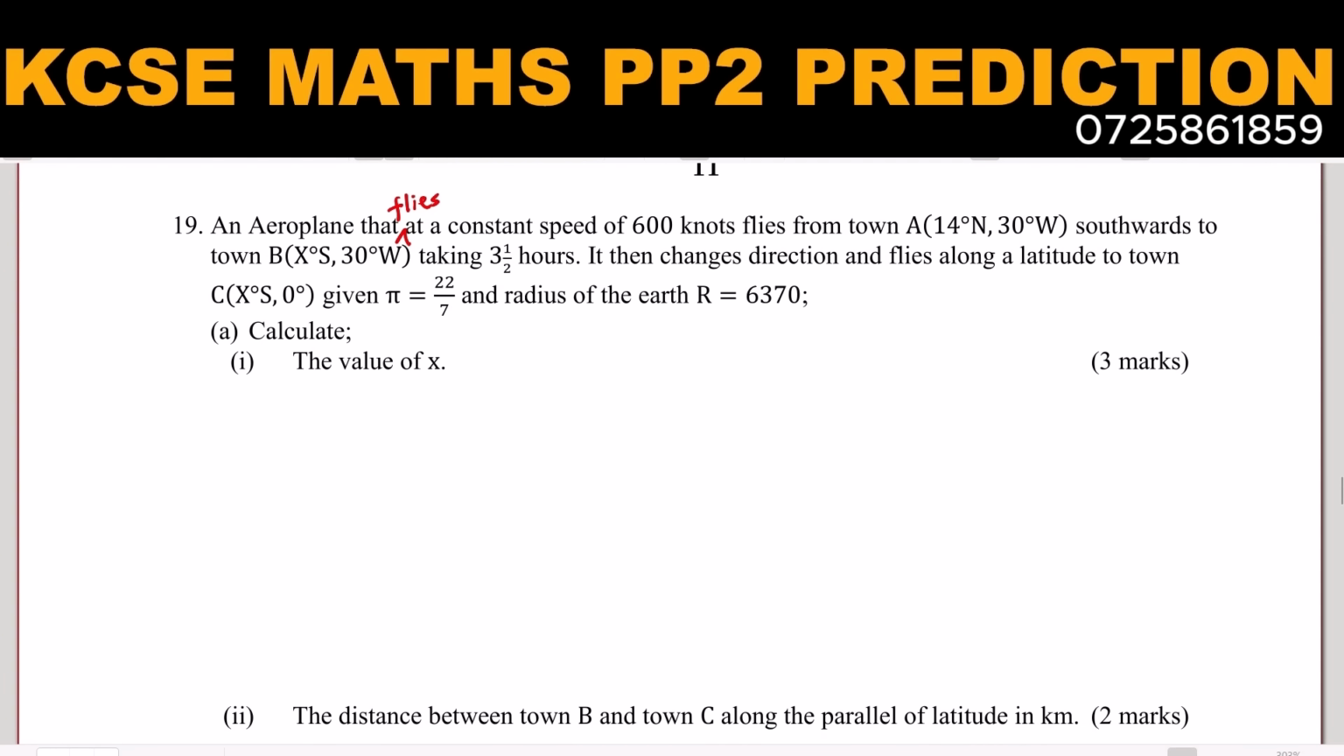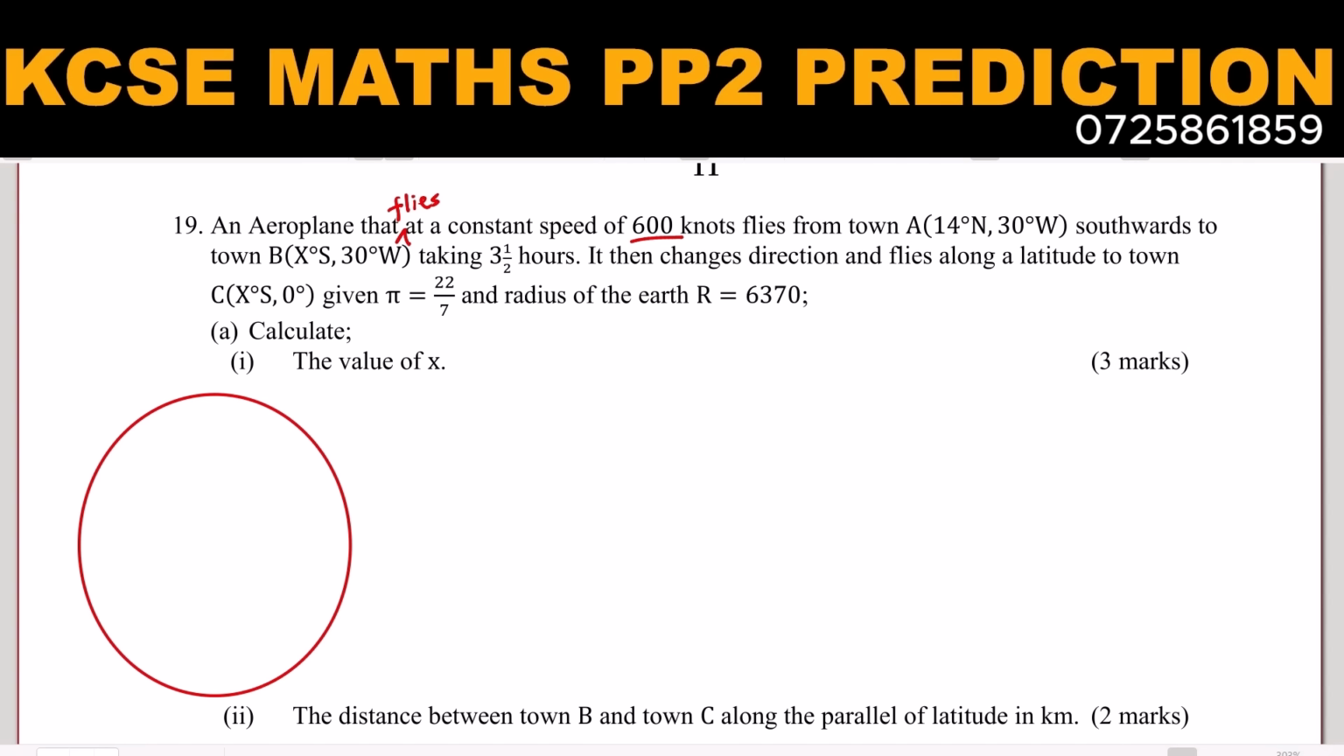Let's go to the first part. So we have an aeroplane that flies, the speed is given as 600 knots, then flies from town A. So we can just do a rough sketch of these positions here. It would help. Just a rough sketch.